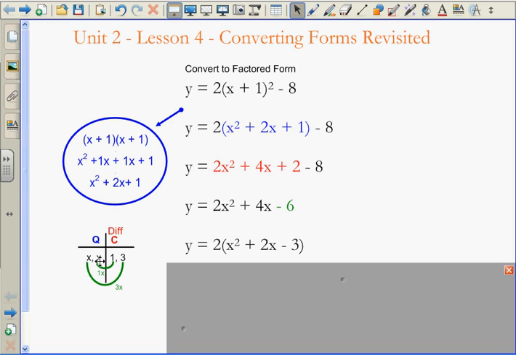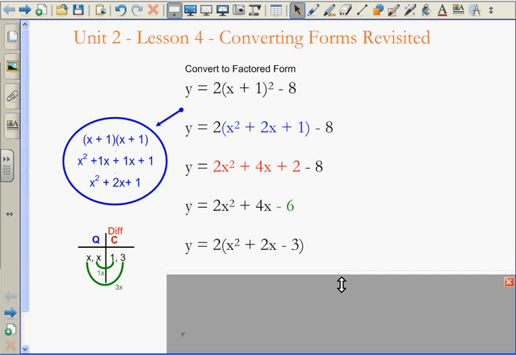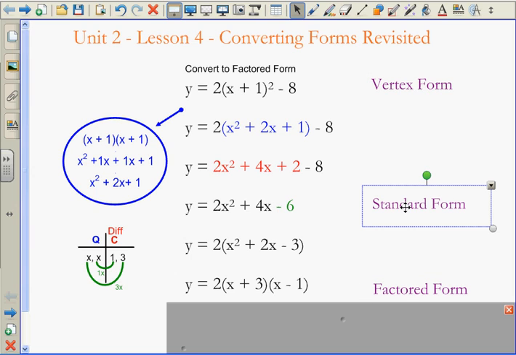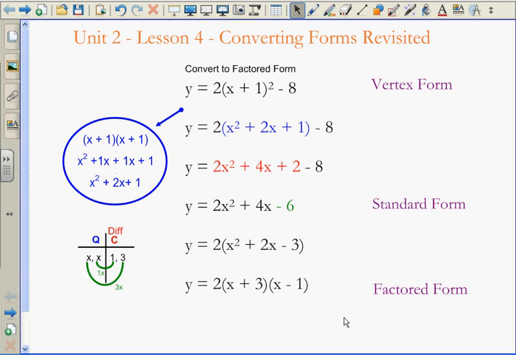Our only possibilities for x squared are x and x. Our only possibilities for 3 are 1 and 3, which is good because when we link those together, 1x and 3x do have a difference of 2x, which is what we wanted. So we know we can factor that. And so I put in the x and the 3 and the x and the 1. I chose for 3 to be positive and 1 to be negative because I knew I wanted a positive 2 out of this. So I needed a positive 3x and a negative 1x, right? So it's definitely possible to go from vertex form down to factored form. We just have to stop at standard form along the way, which is fine. That's doable.